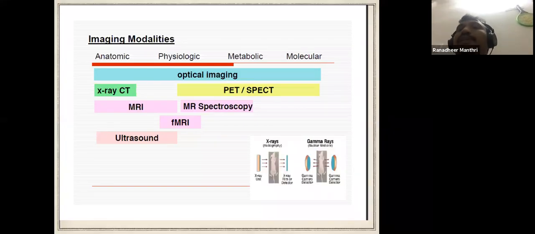So, imaging modalities. For anatomy, you have X-ray, CT, MRI, and ultrasound. For physiological imaging, you have optical imaging, PET, SPECT, MR spectroscopy, and functional MRI. Metabolic imaging is only PET, SPECT, and MR spectroscopy. And for molecular imaging, we can also use PET and SPECT.